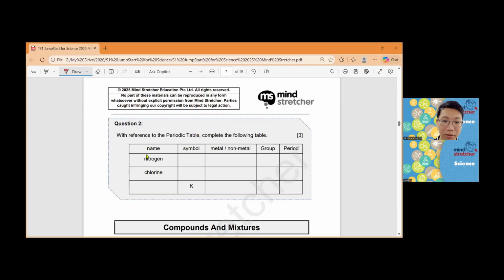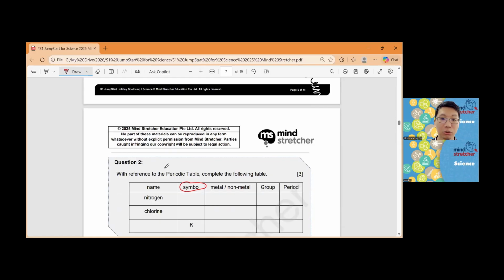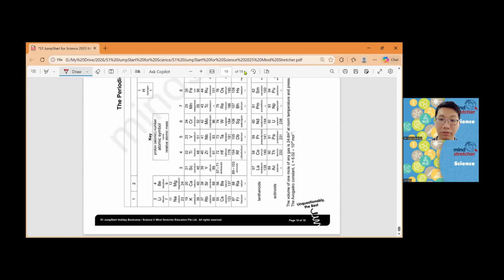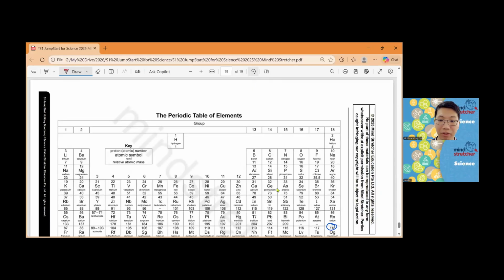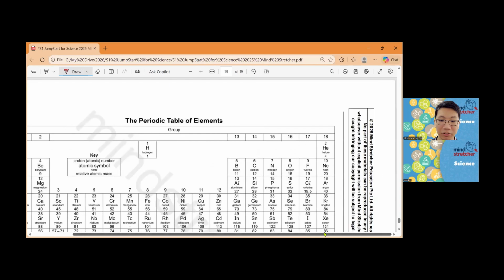Now, the symbol is something you can find in the periodic table. So we want to look for nitrogen. Let me go all the way down the periodic table. Find nitrogen. If you search, nitrogen is found here. This is nitrogen. So what is the symbol for nitrogen? N is the symbol. So you go back to the question, write N for nitrogen.